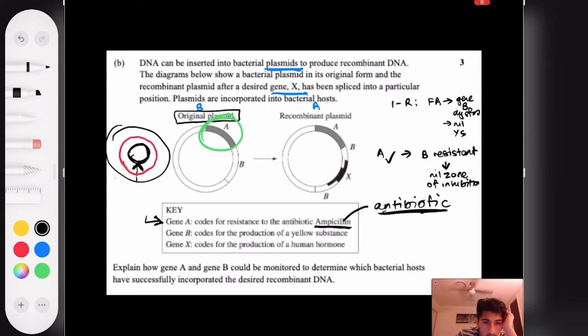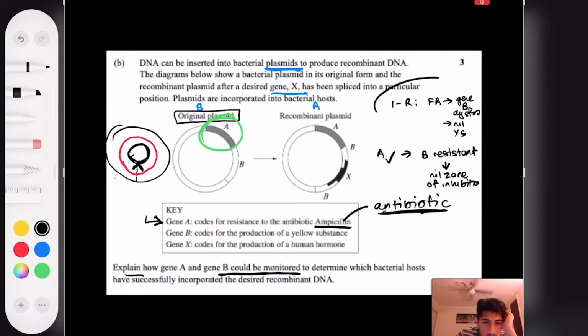Good. Now, gene X. We know gene X has to be working if it's been inserted as recombinant DNA. And that would render gene B dysfunctional. But how do we check if gene B is functional? Because that's what the question is asking. Explain how gene B could be monitored.